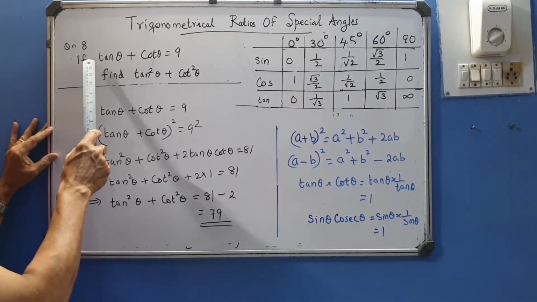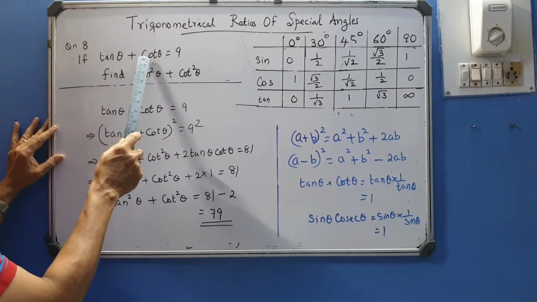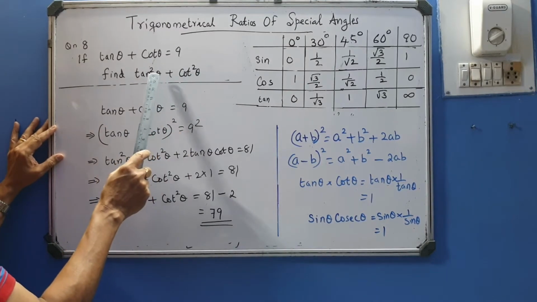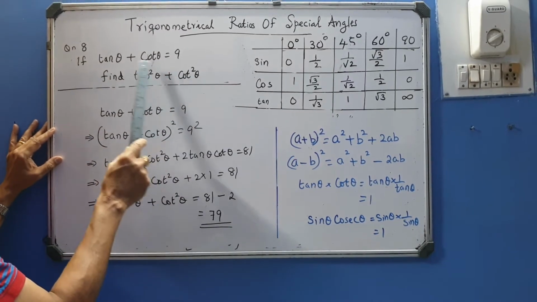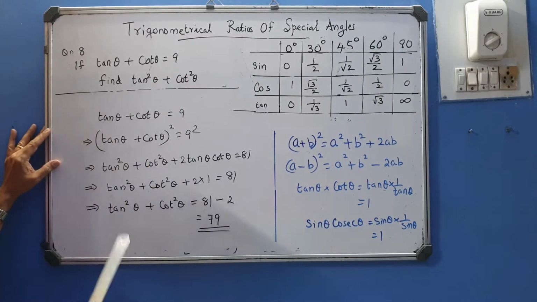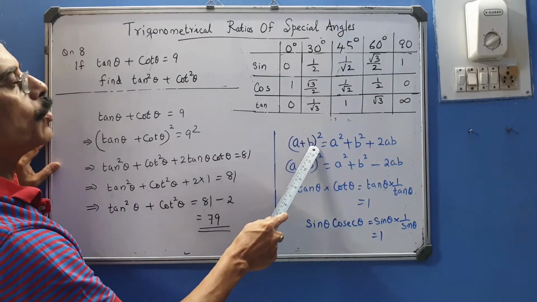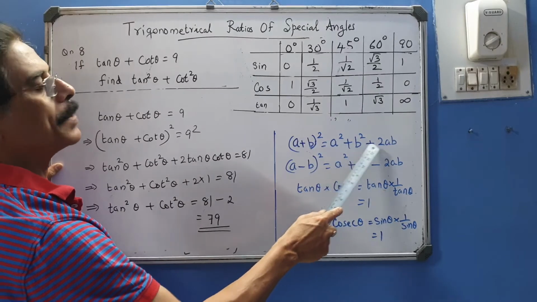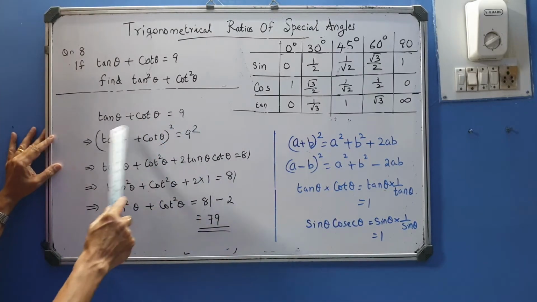Okay, this is a very simple sum. Tan theta plus cot theta is 9. We want tan square theta plus cot square theta. Tan theta plus cot theta is 9. We know the formula a plus b the whole square is a square plus b square plus 2ab. So we are going to square both sides.